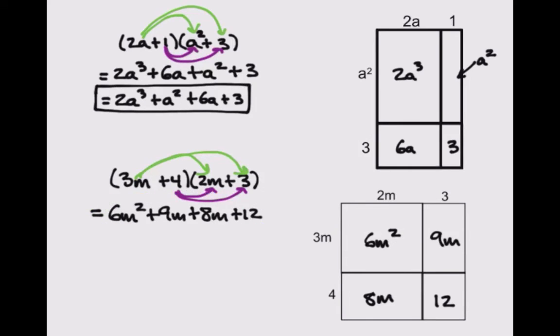And in general, we want to make sure that we collect all our like terms and that we're in standard form when we're all done. So the only thing I think we have left to do is to collect these 2 like terms. And our final product will be 6m squared plus 17m plus 12.